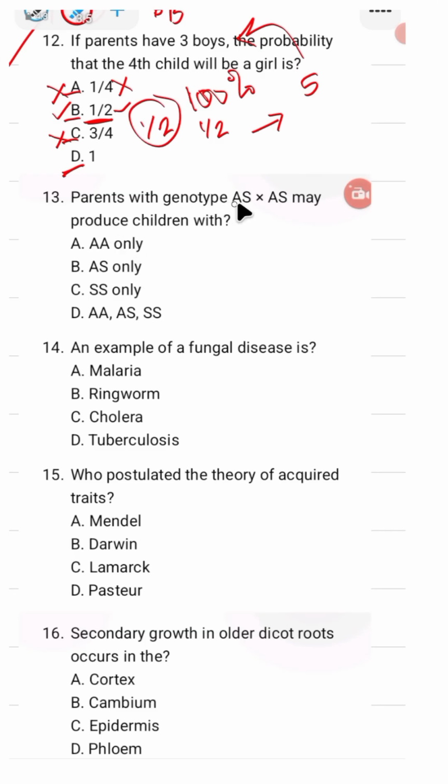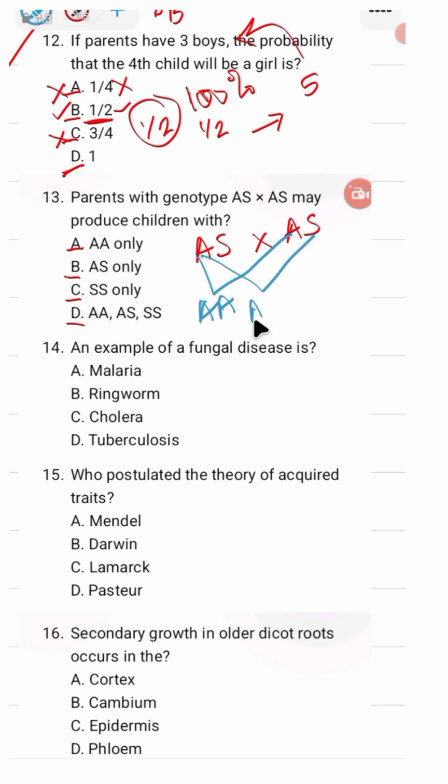Parents with genotype AS cross AS may produce children with: A, AA only; B, AS only; C, SS only; or D, AA, AS, SS. Let's break it down for you. This is under heredity, so let's cross them first. AS cross AS. The first thing you get is AA, then AS, and this one too, AS.